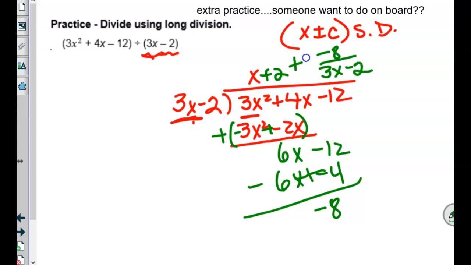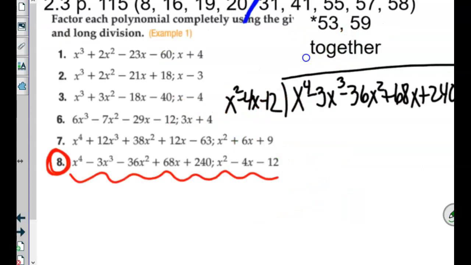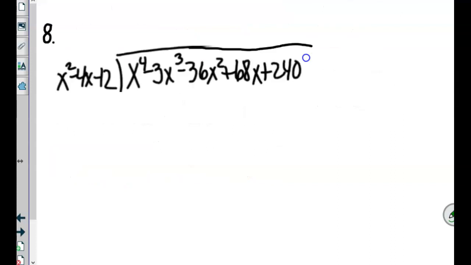All right, so now the second thing I have here today is number 8 from the homework. I don't know if anybody did their homework, but you were supposed to divide this. But then the direction says factor each completely. So I'm going to run through the division, which somebody who did it on their homework maybe can help me. What would we need first? Okay, x squared.